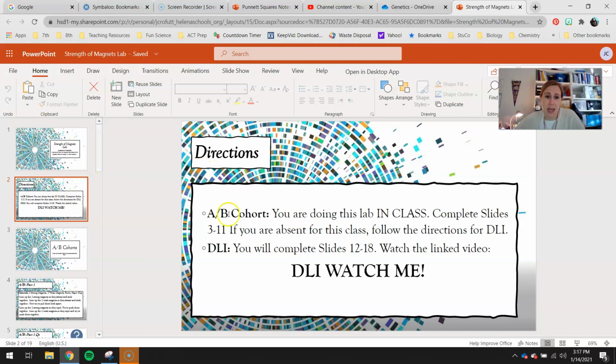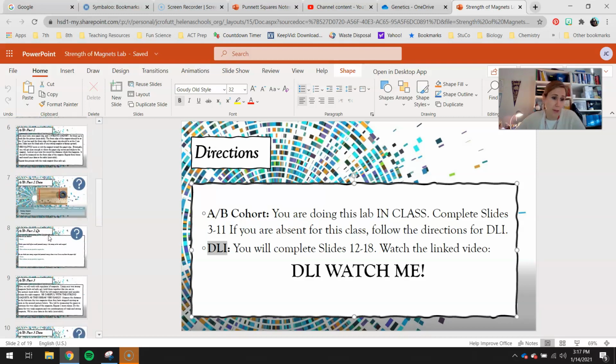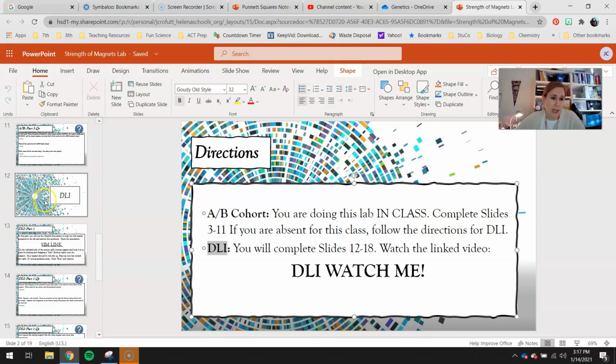Here are your directions again. AB, you are doing this in class. AB kids, unless you are absent, you will be completing slides 3 through 11, but if you're absent, you will be doing strictly DLI. So DLI kids, you are only doing slides 12 through 18. You can skip right over the next couple slides, so I'm going to skip 3 through 11 and start right on slide 12 for you.